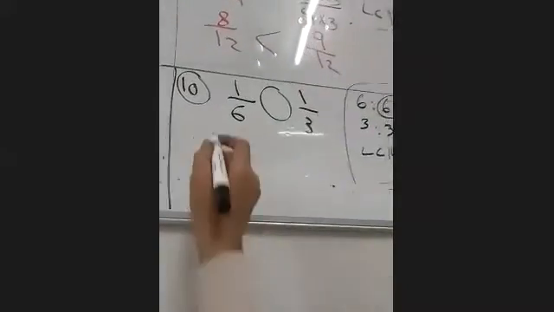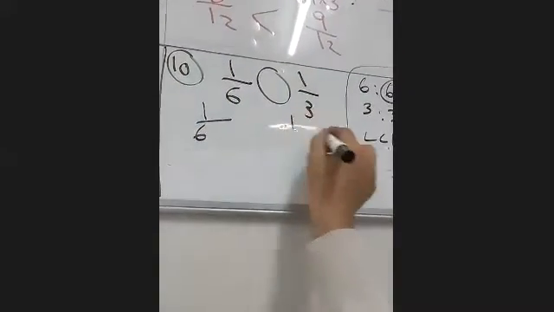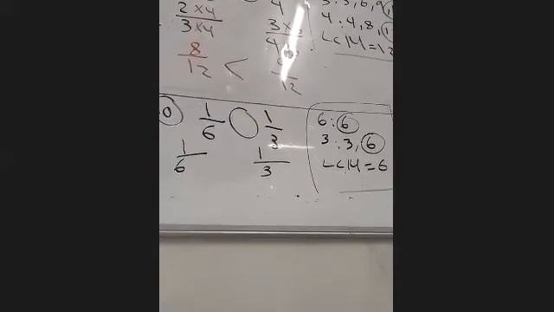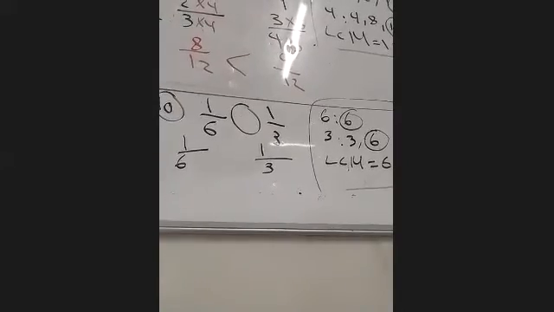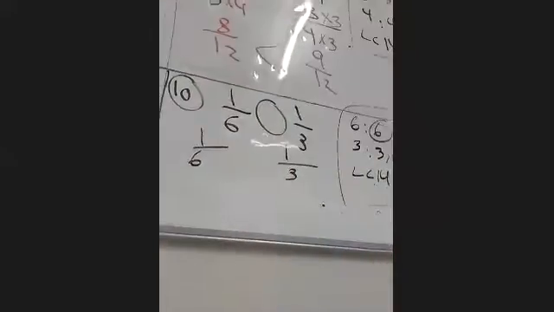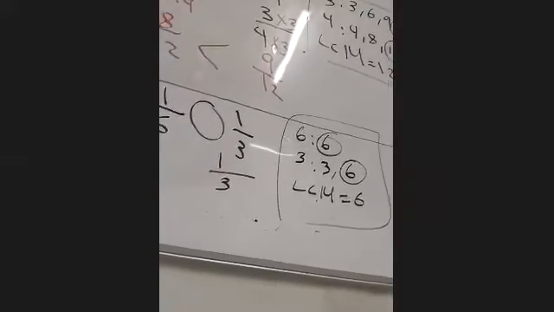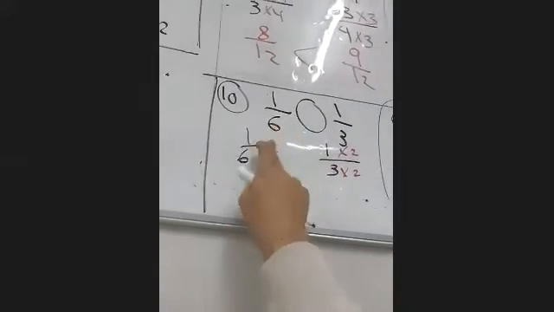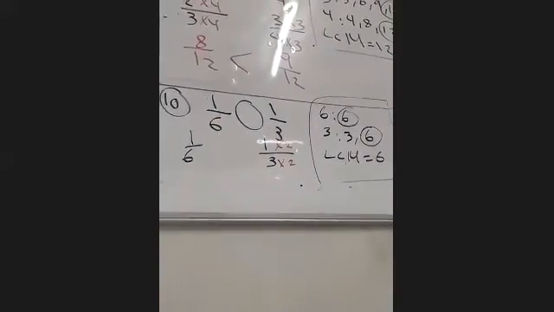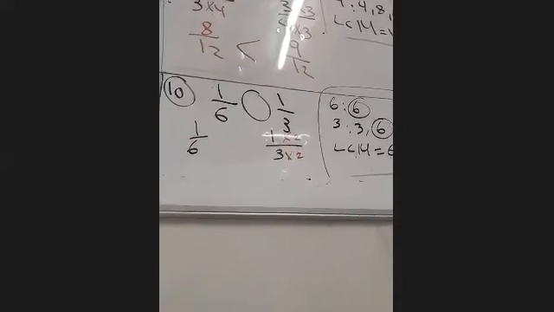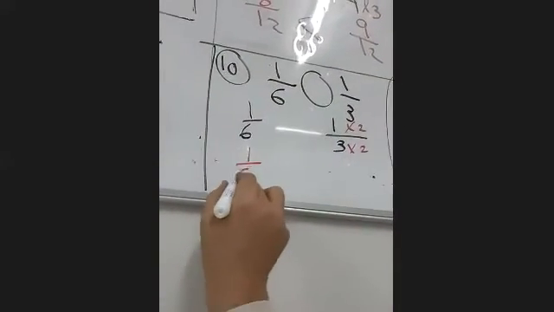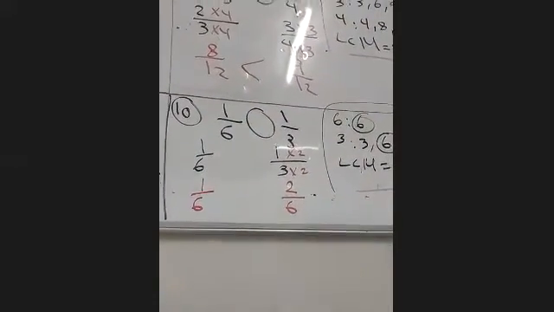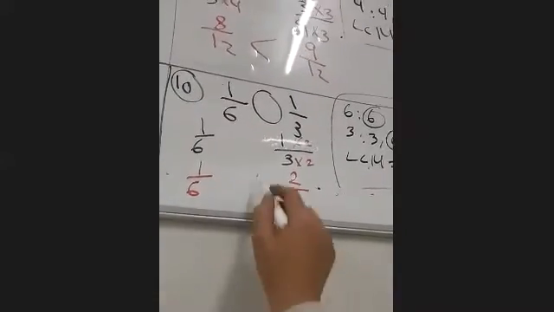So let's go back here. For 1/3, it will be times 2, so up and down I'll multiply with 2, right? Yes, 2/6 it would be. And the 1/6 here will be times 1, so it stays the same, right? And here will be 2/6. Which one is bigger, 1/6 or 2/6? 2/6. Excellent.